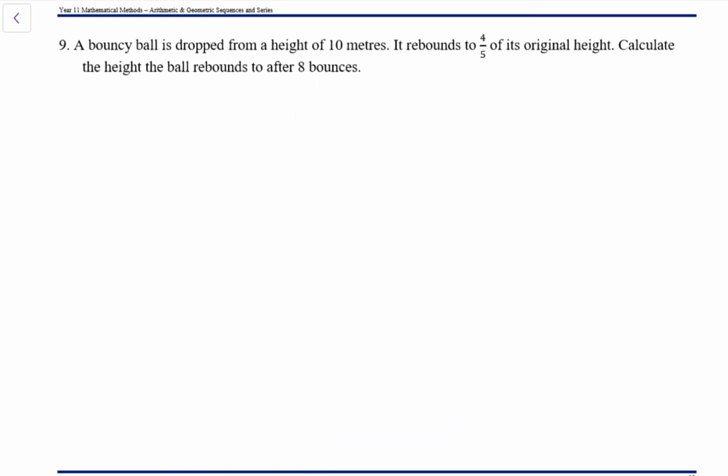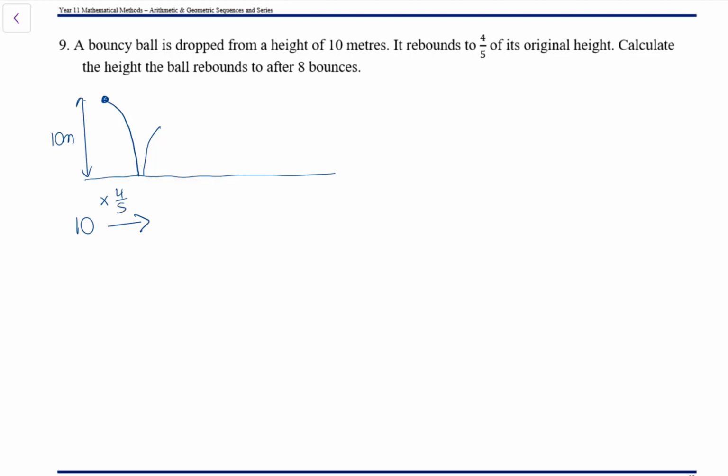Now I will go through this one. A bouncy ball is dropped from a height of 10 metres. It rebounds to 4/5 of the original height. Calculate the height the ball rebounds to after 10 bounces. So what is happening is we've got this bouncy ball and it's been dropped, where this is 10 metres. It rebounds to 4/5 of its original height, so times by 4 over 5.